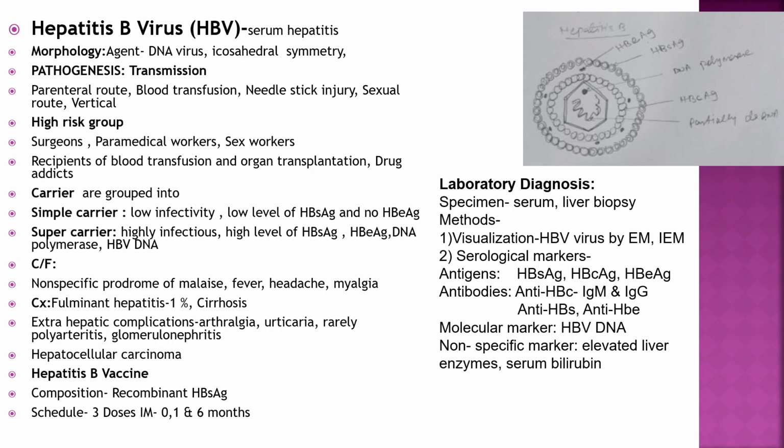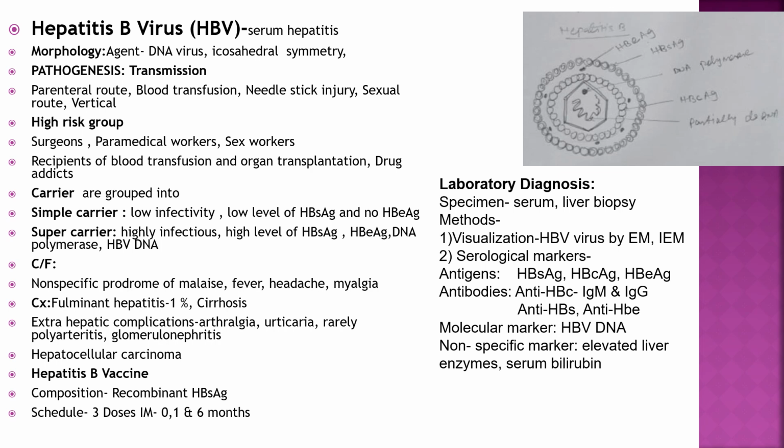Hepatitis B virus, HBV, serum hepatitis. Agent is a DNA virus, icosahedral symmetry. Pathogenesis: transmission by parenteral route, blood transfusion, needle stick injury, sexual route, vertical. High risk groups: surgeons, paramedical workers, sex workers, recipients of blood transfusion and organ transplantation, drug addicts. Carriers are grouped into simple carrier, low infectivity, low level of HBsAg and no HBeAg. Super carrier, highly infectious, high level of HBsAg, HBeAg and DNA polymerase, HBV DNA.